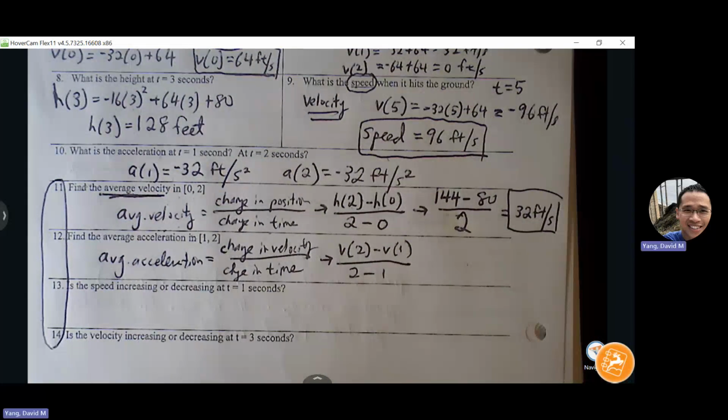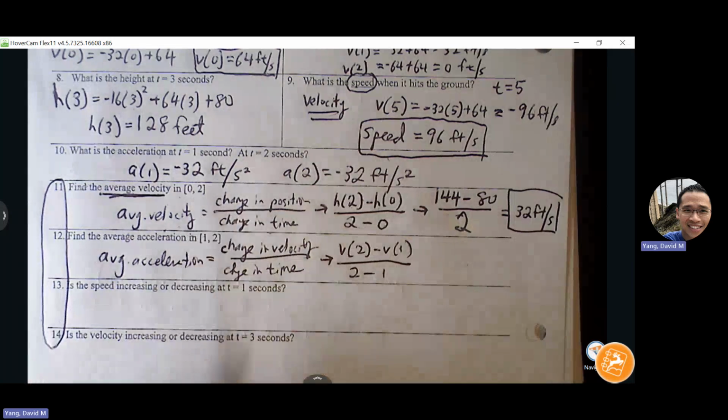On the test, are you going to give us these formulas, like average acceleration? No, you've got to know these. Yeah, you've got to know these.